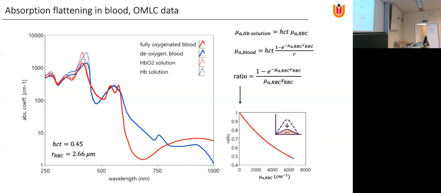On the other hand, you see that if you go to wavelengths where the absorption coefficient is not that high, then the effect is almost not there. It's really minimal. So what happens is that it just flattens the absorption peaks at higher values, and at lower values not so much happens. There's a little plot on the right here that shows you this ratio of the absorption coefficient of the suspension over the absorption coefficient of the solution.